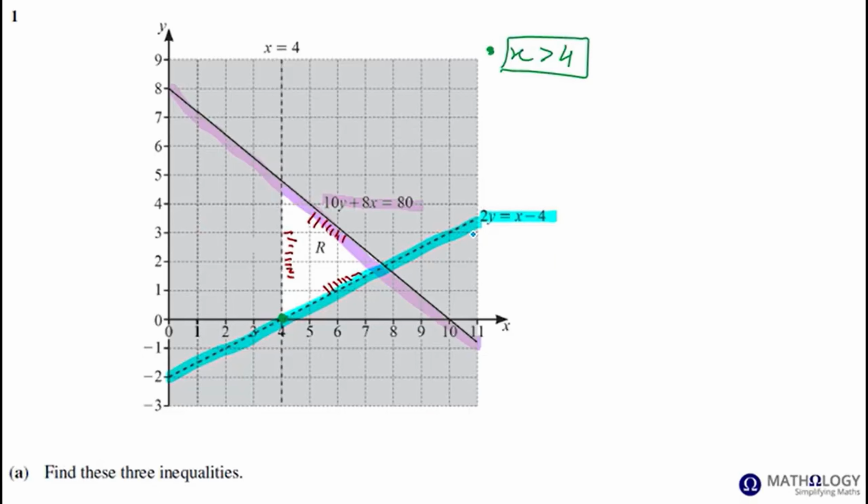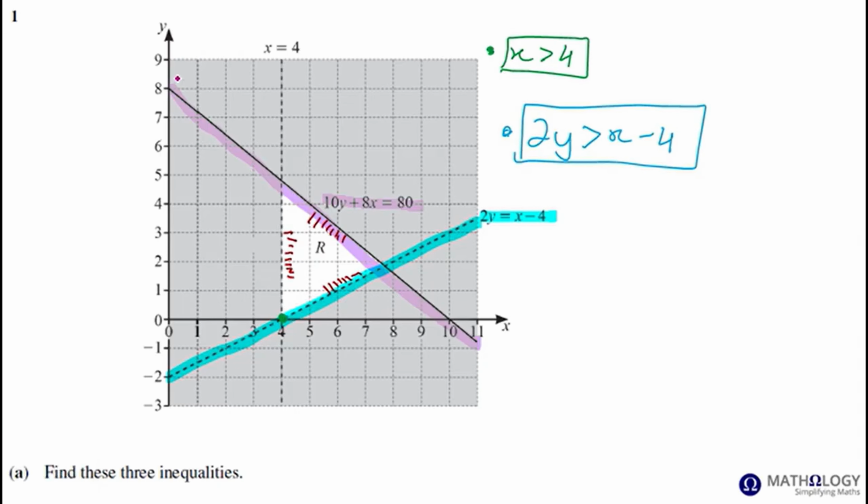Let's take the turquoise inequality now. The region R lies above that line. The equation of this line is 2y equals x minus 4. The region lies above that line, and the line is also dotted. So it's not a solid line, therefore it's an exclusive inequality like this one here, and the region R lies above that line. So 2y is greater than x minus 4. That is the second inequality.